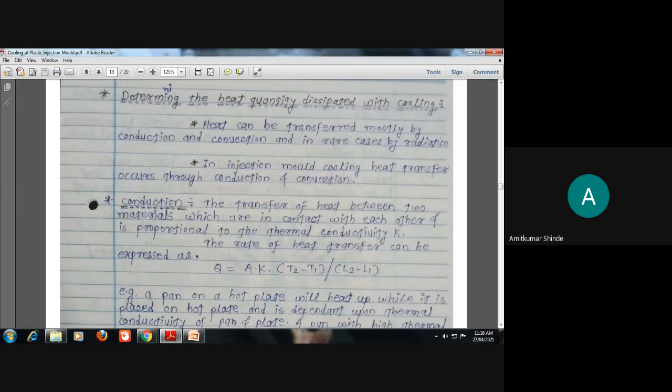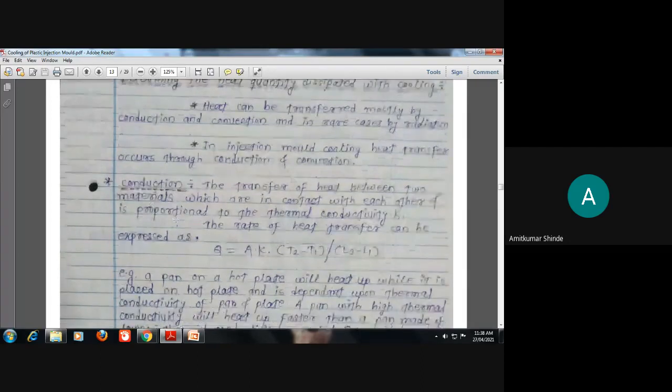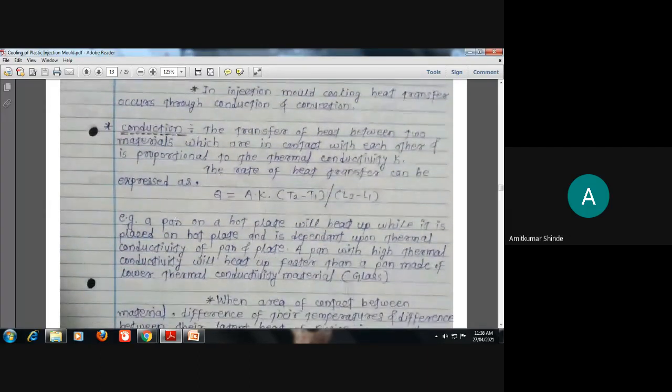Now here, as far as the determination of the heat quantity dissipated with the cooling is concerned, you have to mention that generally heat transfer occurs in three ways: conduction, convection, and radiation. But in case of cooling of the plastic injection mold, heat transfer takes place in two ways: conduction and convection. First we will discuss conduction. I think this is visible on your screen. You can zoom it also, so that you can clearly see the formulas.